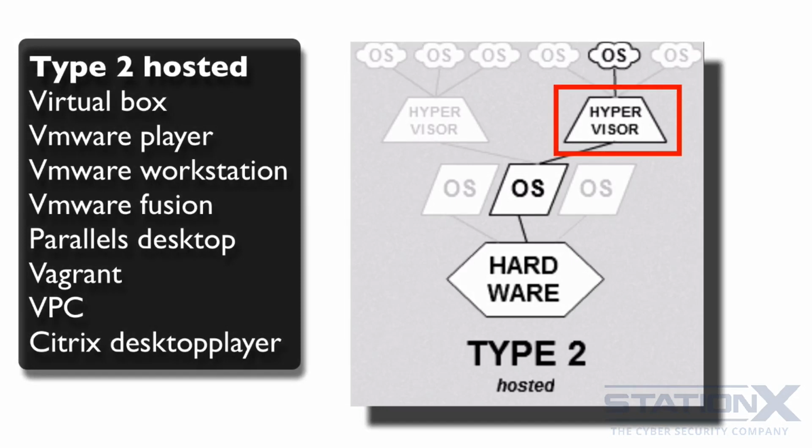VMware also has something called VMware Fusion, which is for Mac. There's something called Parallels Desktop, which is for Mac. There's also Vagrant, VPC, and Citrix Desktop Player, which is for Windows and Mac.